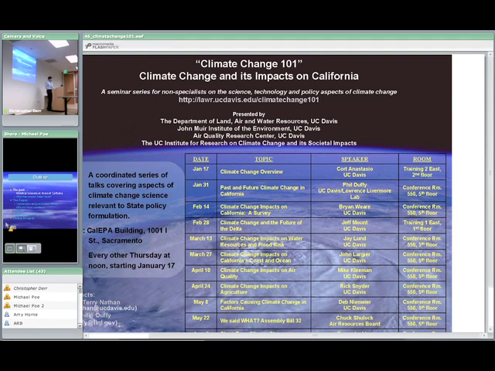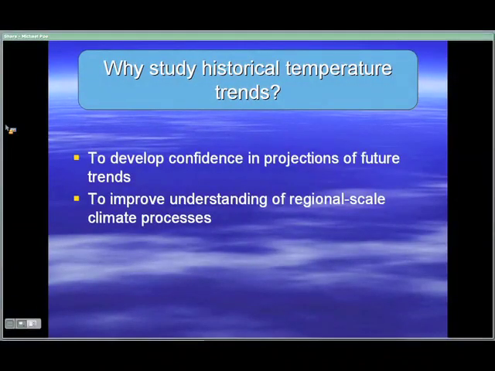Okay, so starting with historical temperature trends in California. First, why do we look at historical temperature trends? I mean, really what we're focused on here is future climate change in California and understanding what we need to do to prepare for it. Well, obviously, our confidence in predicting future trends is increased if we can show that we understand historical climate trends. And as I'll show you, we understand them to some extent, but there's important aspects we don't understand.